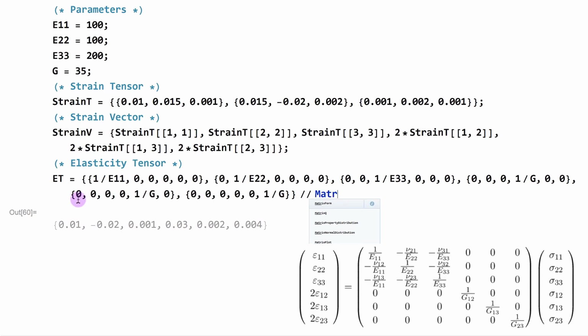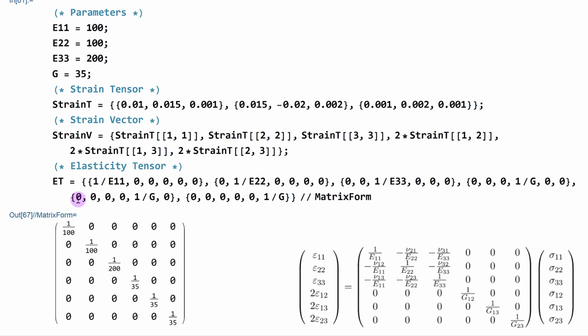So what I'm going to do is go to matrix form real quick, just to see what this looks like. And this is looking really good, because we know that all of these entries with the nu are going to be 0. This is symmetric. We have 1 divided by E11, 1 divided by E22, 1 divided by E33, and then we have 1 divided by G for the remaining 3.